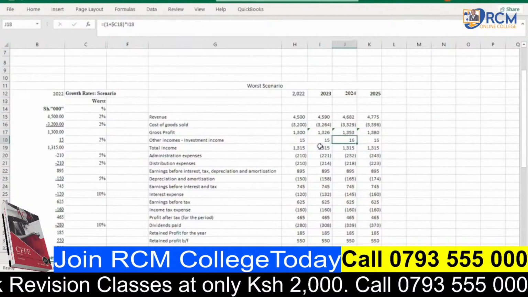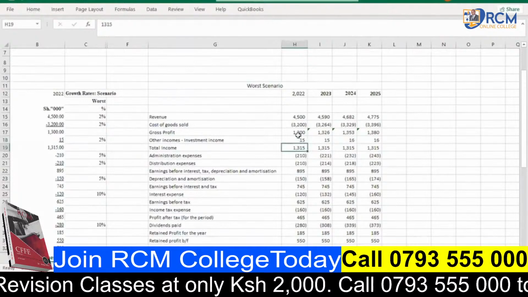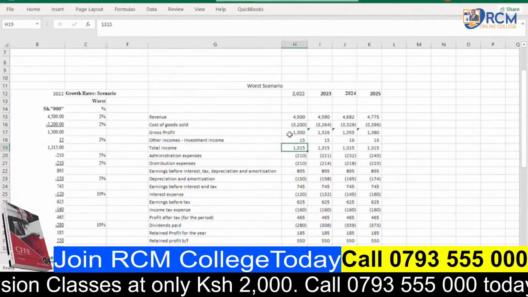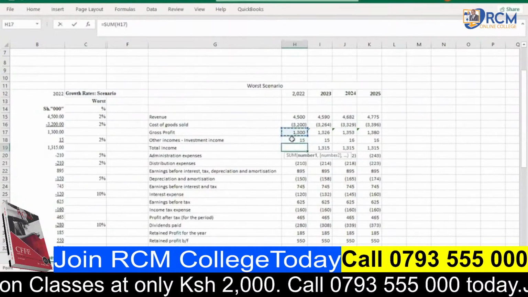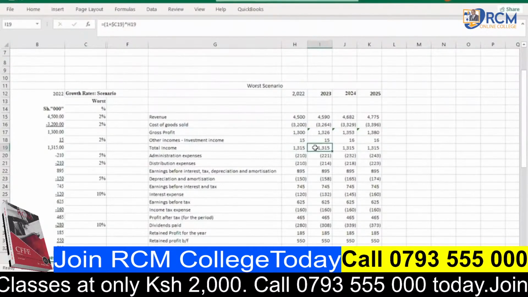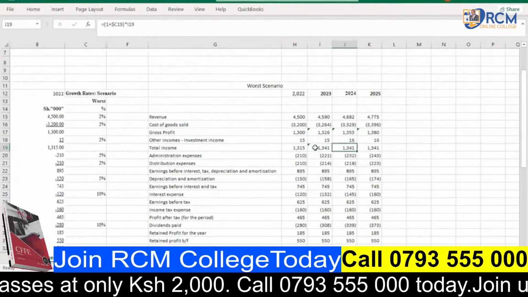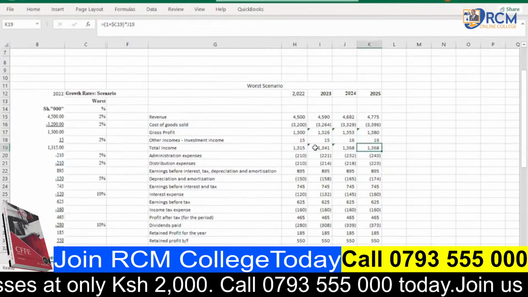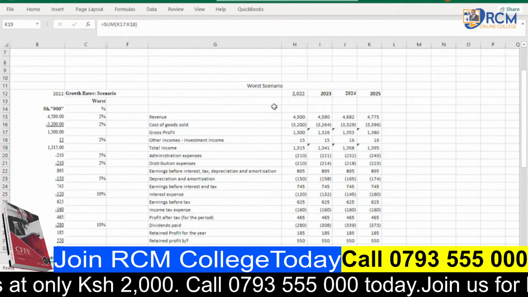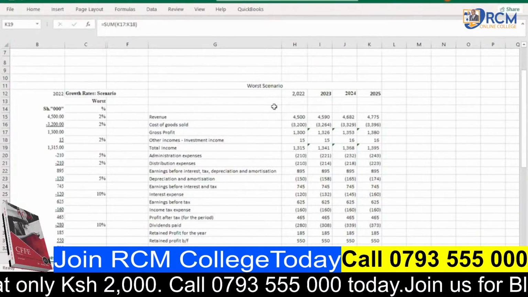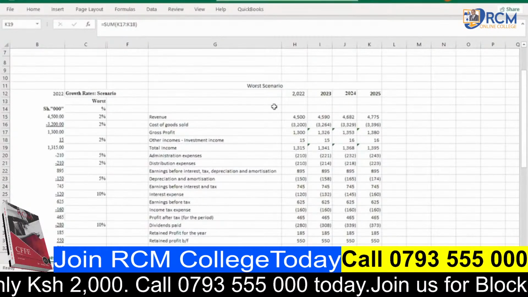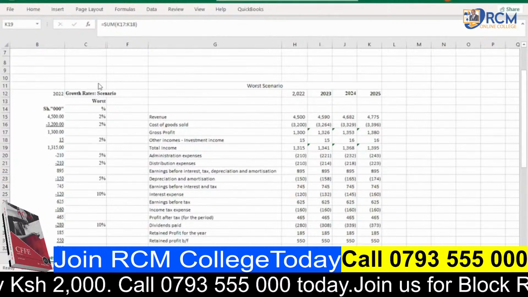Then this one here. Total income is now gross profit plus other comprehensive income. So what do we do? Alt equal to get the summation of those two. Then just press Control R, Control R. You are copying the formula on the left hand side to the right. Sasa tunarudia something. What should I repeat? Is it getting the net profit or total income?